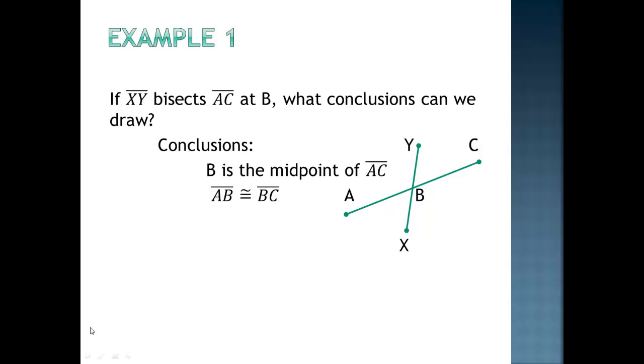And we also know that because it's the midpoint, AB, which is this piece right here, is the same length as BC by definition of midpoint. Remember, it's exactly in between. So segment AB and segment BC are congruent.